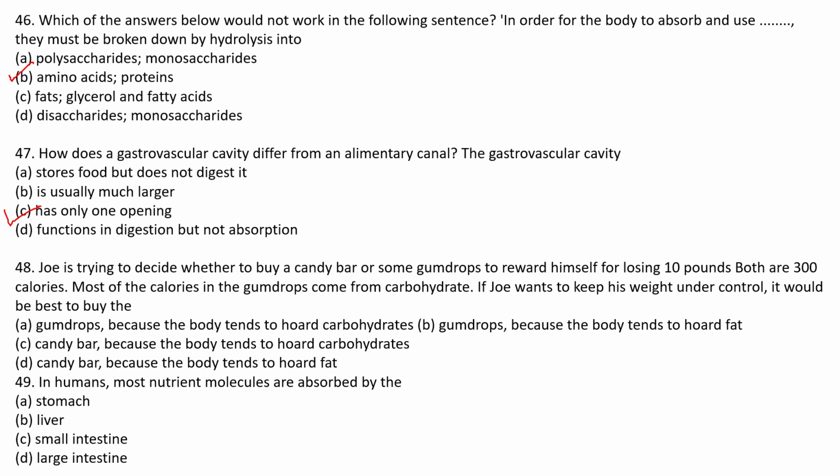Joe is trying to decide whether to buy a candy bar or some gumdrops to reward himself for losing 10 pounds. Both are 300 calories. Most of the calories in the gumdrops come from carbohydrate. If Joe wants to keep his weight under control, it would be best to buy the gumdrops because the body tends to hoard fat. Option B.